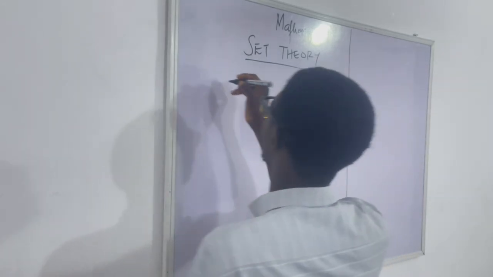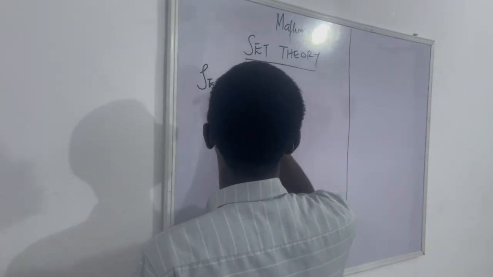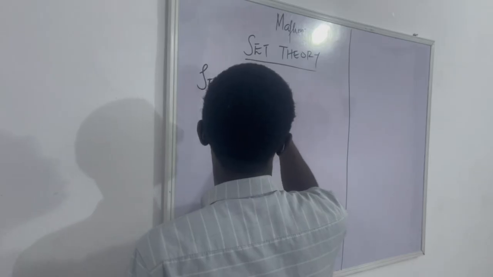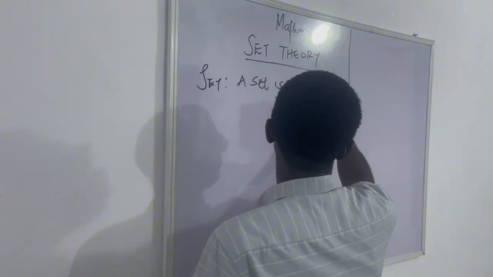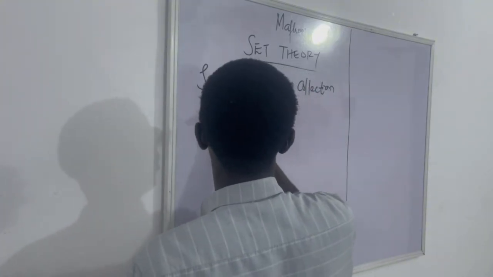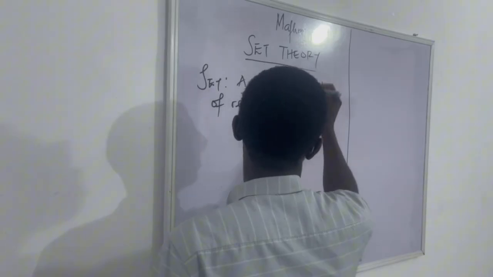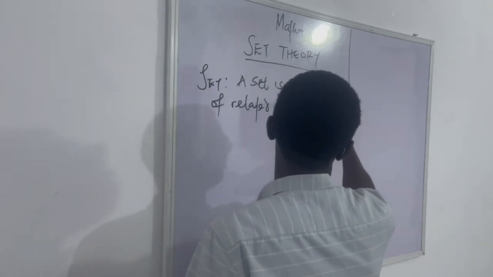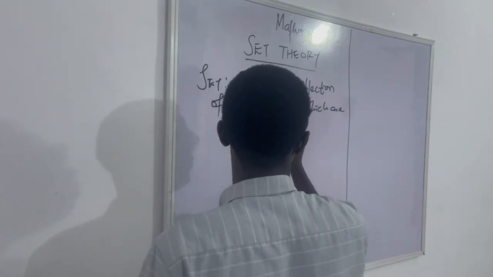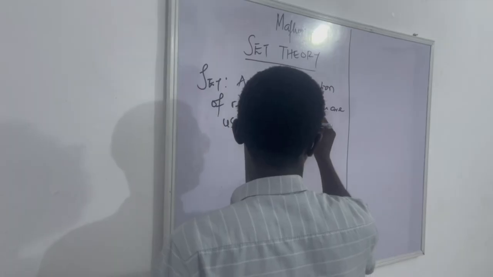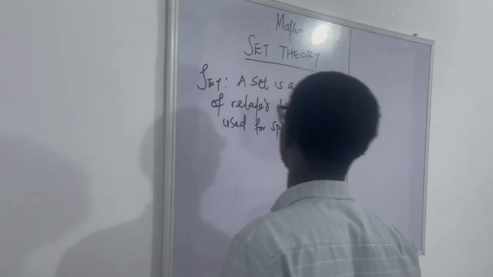What is a set itself? A set is a collection of related items which are used for a specific purpose, or which are gathered together for specific reasons.